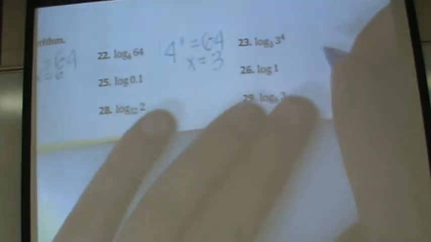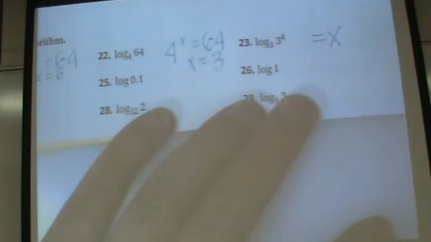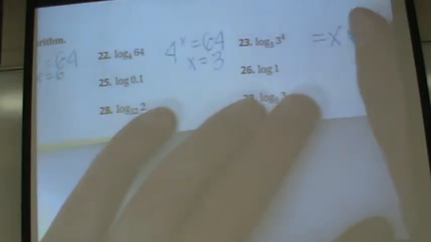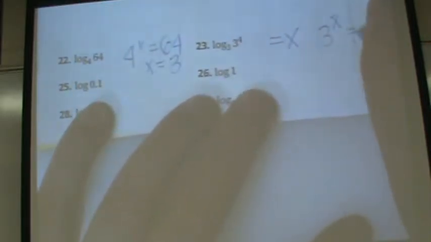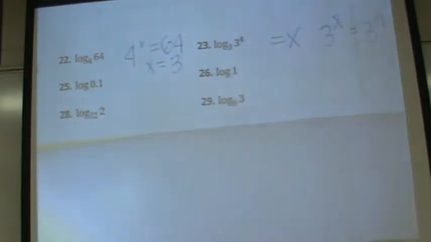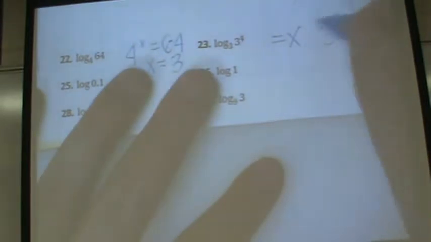Okay, this one's kind of tricky. So write it equals x. 3 raised to the 3/4 power. Rewrite it. 3 raised to what power, x, equals 3 to the 4th. Now, think about this. What would x have to be so those two equal each other? 4. So x is 4.